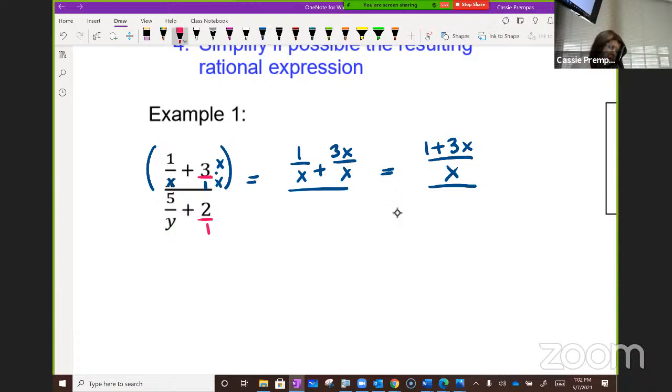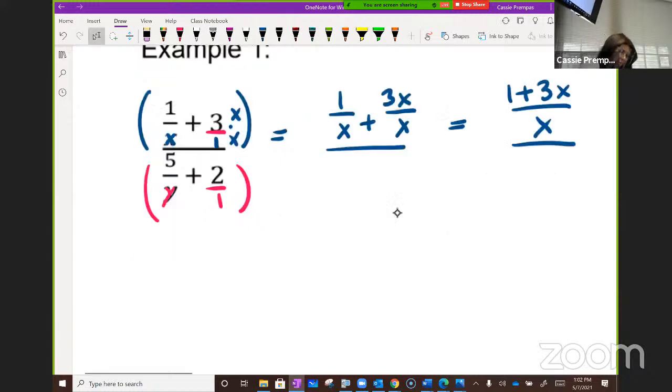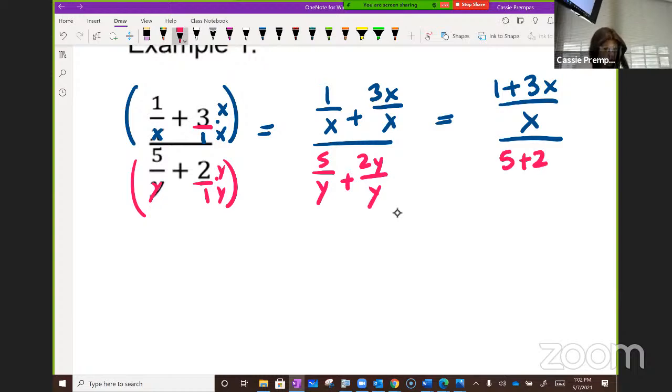Let's look at the denominator. What would be the least common denominator of this bottom piece between y and 1? What's the least common denominator between y and 1? Annabelle? Y, awesome. So I'm going to multiply this 2 over 1 by y over y, which would create a 5 over y plus 2y over y. And that adds up to be 5 plus 2y over y.